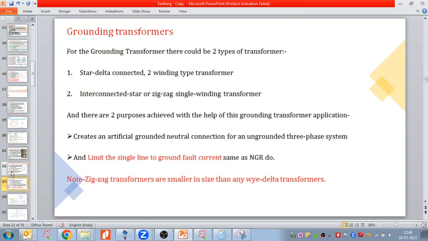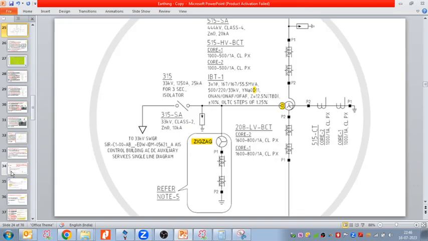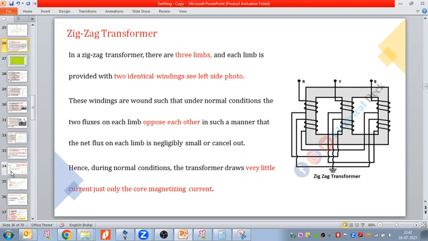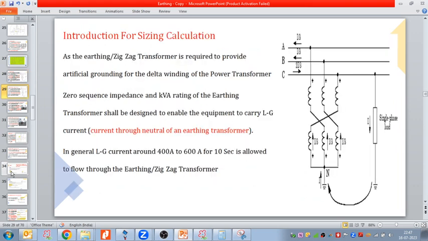We discussed that the NGT provides artificial grounding, and it could be of two types: a two winding star delta, or a single winding zigzag transformer. Then we saw a few references from the project drawing about the NGT, and we discussed the zigzag transformer construction, meaning how we do the winding in the zigzag transformer. From the next class onwards, we'll discuss the NGT sizing calculations. This is what we discussed so far.